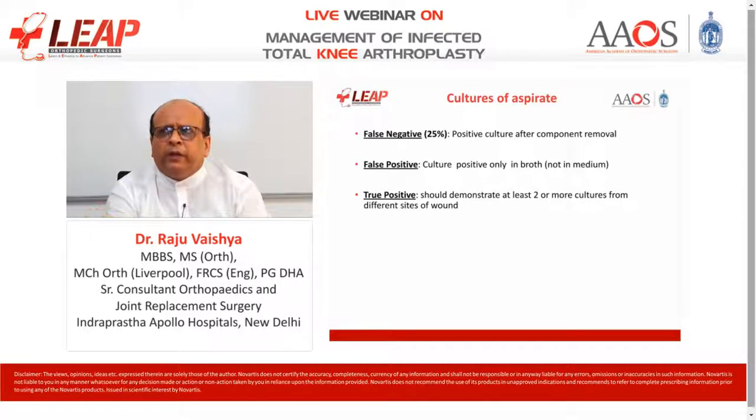The cultures of aspirate could be false negative, false positive, and true positive. The false negative is about 25%. These are positive cultures after component removal. A false positive culture of aspirate is when the culture is only positive in broth and not in the medium. So it is important that in patients where you do not get the culture, you should send the sample of aspirate in a broth rather than in the medium. The true positive should demonstrate at least 2 or more cultures from different sites of the wound.